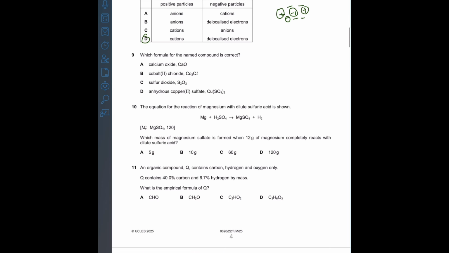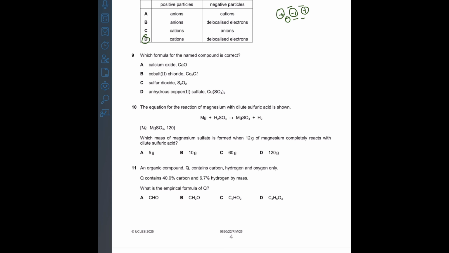Question number 9. Which formula for the named compound is correct? So question number 9 is very simple. It just asks us which is the right name for the compound. And if we look at the very first option, the answer is A. Why? Because calcium oxide is the right answer. Calcium needs 2 electrons.